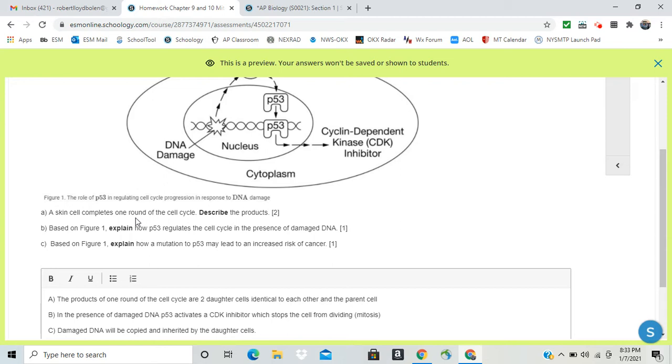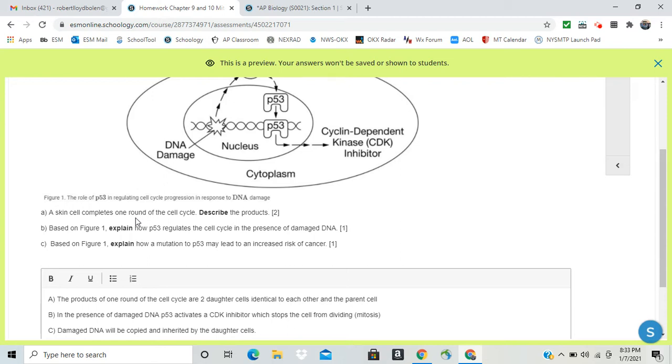Letter B, they want you to explain how P53 regulates the cell cycle in the presence of damaged DNA. So in the presence of damaged DNA, it's going to activate a CDK inhibitor, which stops the cell from dividing. It stops the cell cycle. It prevents the cell from going into mitosis.